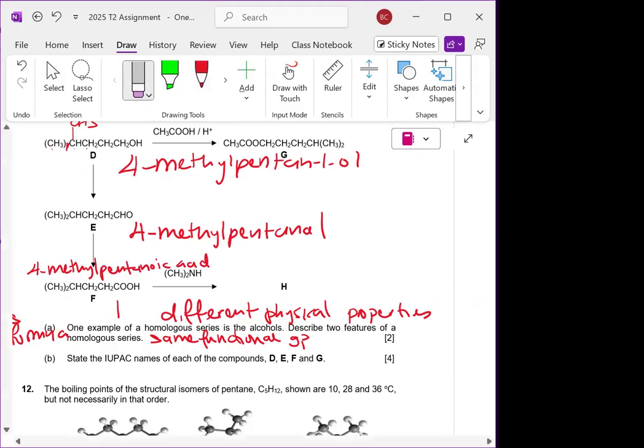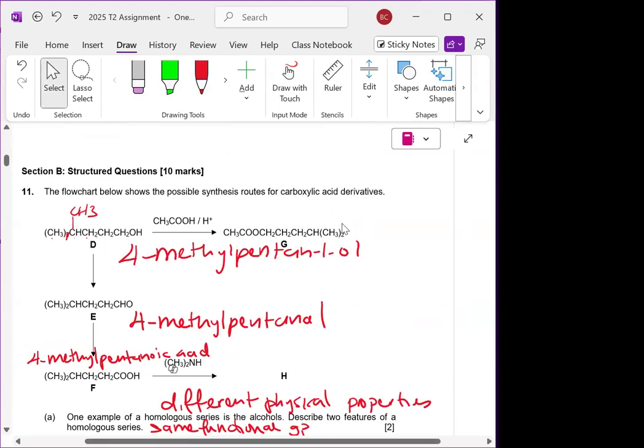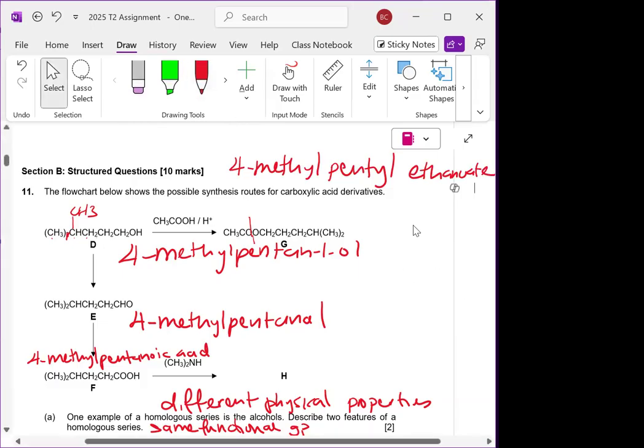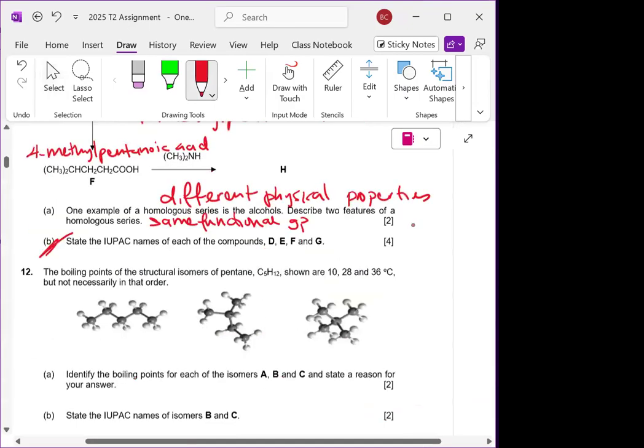Okay, and then the last one will be the G. And if G is an ester, we may have to cut it up. So the alcohol is 4-methyl pentyl, right? So we can see it's called 4-methyl pentyl since it comes from 4-methyl pentanol. And then over here, 2 carbon ethanoate. Okay, 4-methyl pentyl ethanoate. So with this, we have named the IUPAC names.